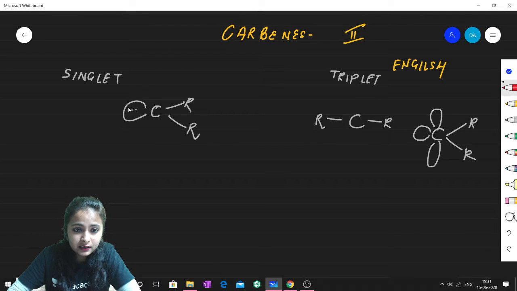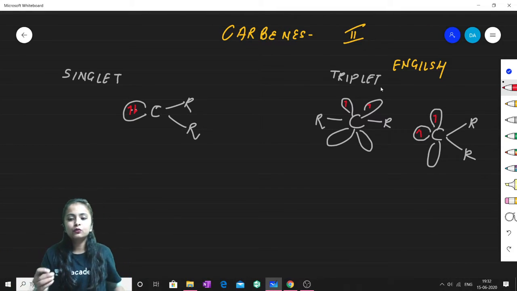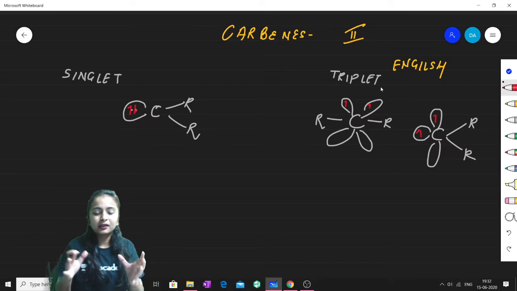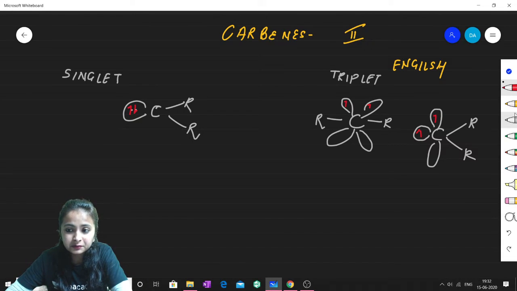Now listen to me carefully. Basically, see these spins. It is in one orbital, and in this I can put spins like this. In this there can be two orbitals like this, and in this also I can put electrons like this. Now we have to understand what the difference is.